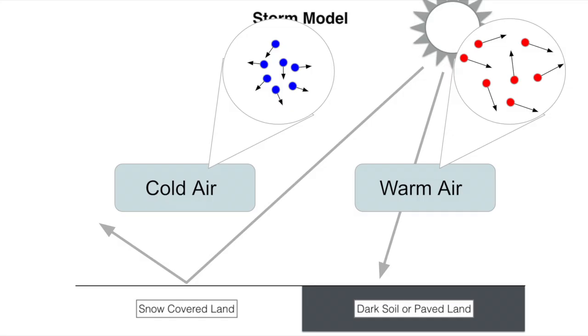In this model we have a sun that's up in the top right corner, and then we have warm air and cold air. If you notice at the bottom of the screen in this picture, the snow-covered land is where the cold air is hitting, and then the dark or paved land is where the warm air is hitting. We zoomed in on those two things and gave you two little circles, and they show the air and what it's basically doing. We have the warm air and the cold air. That's the blue dots and the red dots.